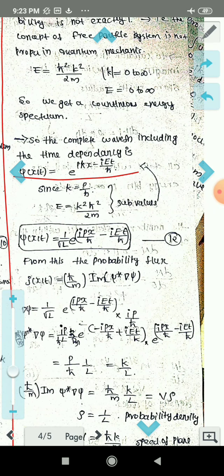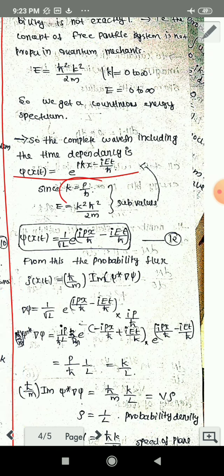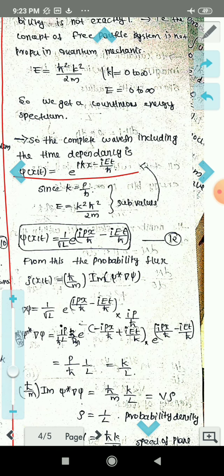If it is 3 dimensions, then this will become 1 by L raised to 3 by 2. Okay, that will be our constant. Here, 1 by root L into e raised to i px divided by h cut, since k is equal to p by h cut, we are substituting that value, minus iEt divided by h cut. So we get the wave function.